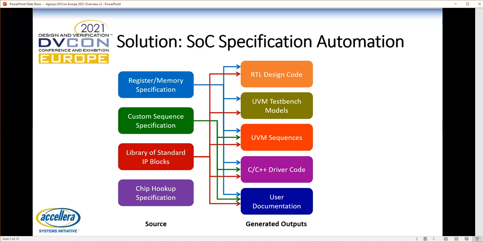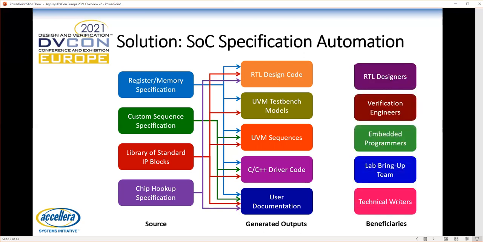The library of standard IP blocks can generate absolutely everything: the design, the test bench, the sequences, the embedded code, and the user documentation. And finally, the description of the chip hookup at the top level can also be executable, generating documentation and the actual RTL code to connect all the blocks together. These generated outputs benefit everyone on the project team.